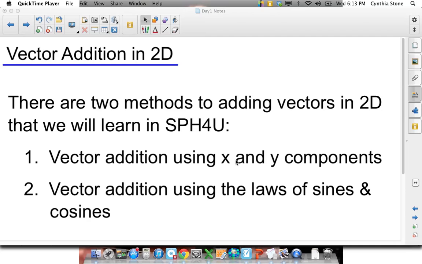I'm going to do it once using x and y components and the second time using laws of sines and cosines. In grade 11, I didn't emphasize this method, the second method, but in grade 12, I expect you to be, again, fluent in both methods. Okay? So let's look at the example. We're first going to do it using x and y components, and in the next video, we'll do it using sines and cosines.